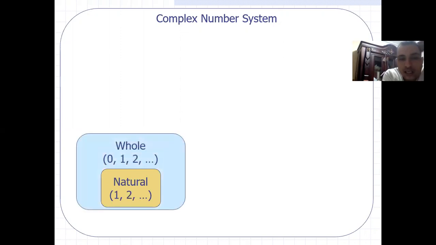Now we have the complex number system. We studied before the natural numbers in grade 5, numbers like 1, 2, 3, 4, 5, and so on, or in some books we can say that the natural numbers are like 0, 1, 2, 3, 4, and the whole numbers like 0, 1, 2, 3, 4, 5, 6. We know that the natural numbers are a subset of the whole numbers.